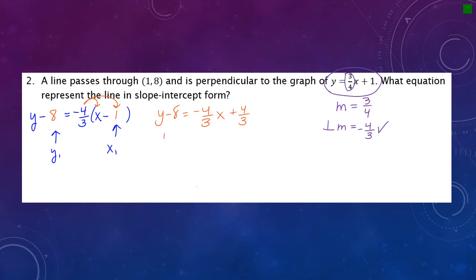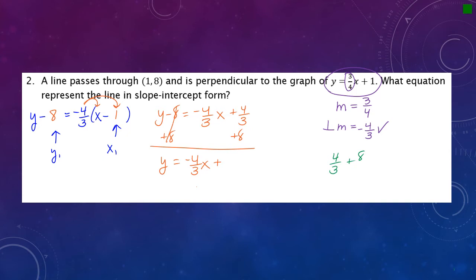Now my last step here would be to add 8 to both sides. So I would have y equals negative 4/3 x plus, and then I'm going to go over to the side and in green I'm going to do a little bit of scratch work. So I want to add 4/3 plus 8. So in order to do that, I need a common denominator. You could also put this into your calculator, but what fun is that?